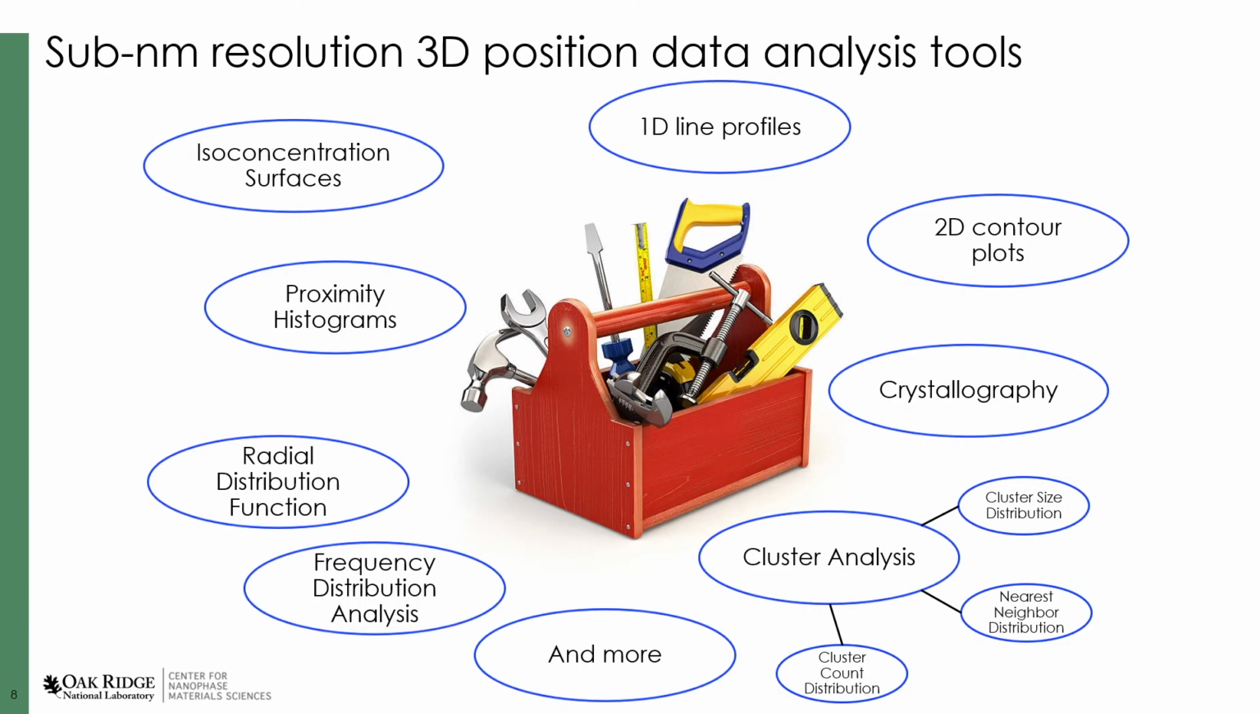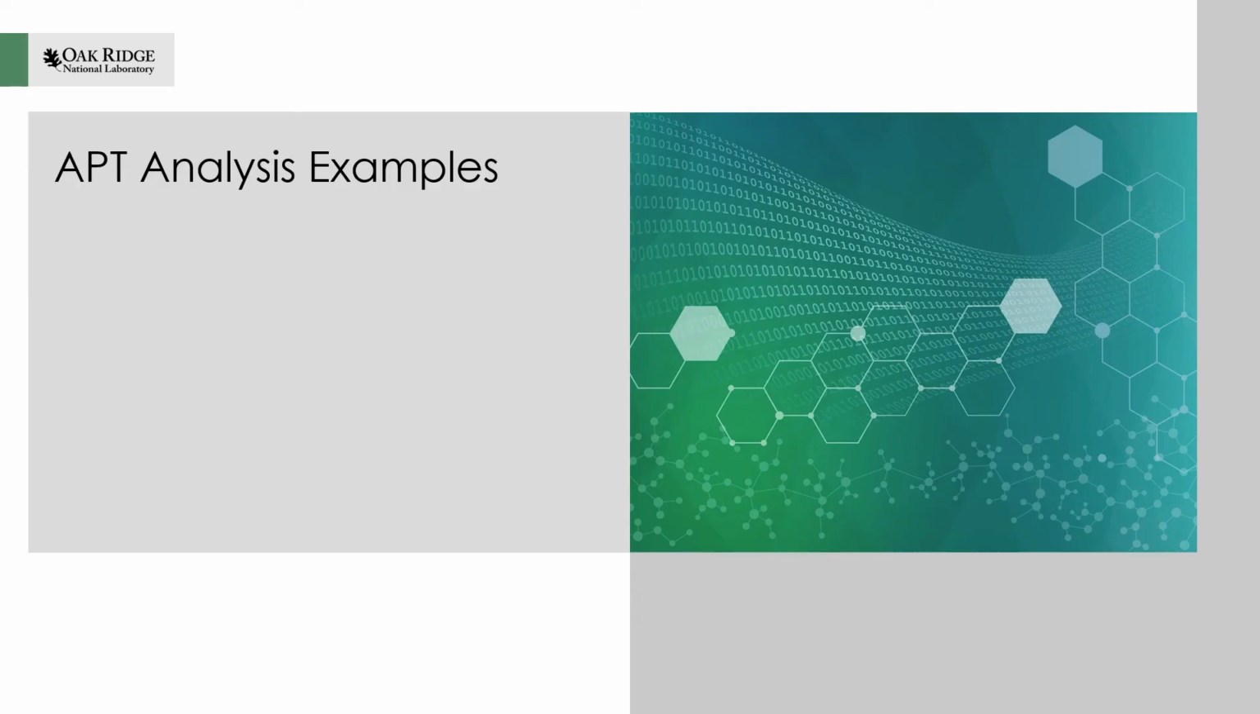There are several different post-processing analysis tools that we can apply to the atom probe tomography data to better visualize the data or better quantify the elemental concentration profiles within the data. Some of these include 1D line profiles, 2D contour plots, radial distribution functions, frequency distribution analysis, and several other data analysis techniques. I'd like to show you how we can use the analysis tools in order to extract important information from the atom probe data using two examples from previous user projects.